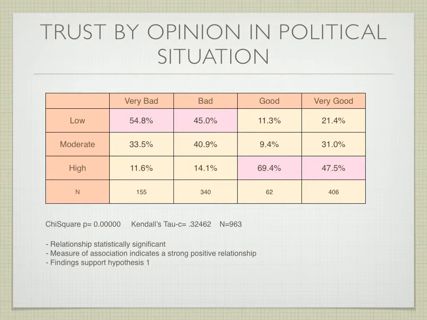Because both independent and dependent variables are ordinal, and the table measures 3 by 4, tau c is the appropriate measure of association and reports a value of 0.32462, which translates into a strong positive relationship. By examining the percentages in the table, we see that poor opinion of the political situation corresponds with low level of trust in the government, and more positive opinion of political situation corresponds with high level of trust in government. Therefore, hypothesis 1 is correct.